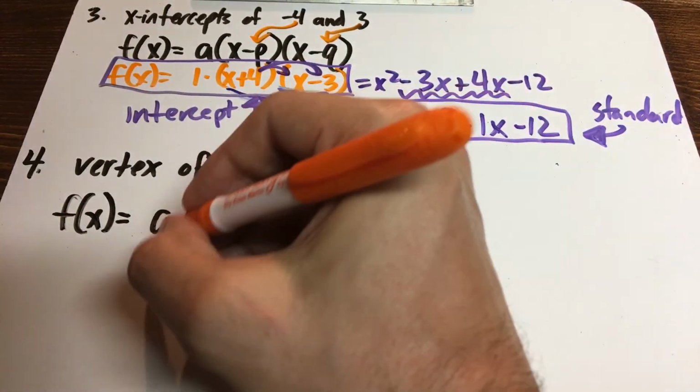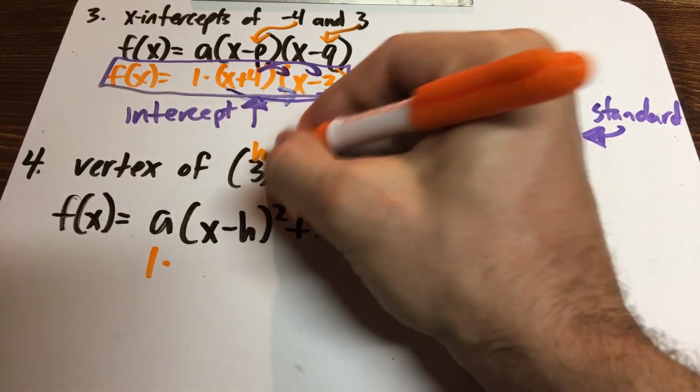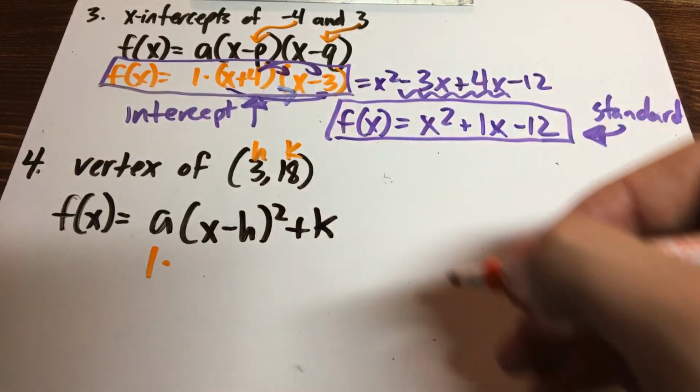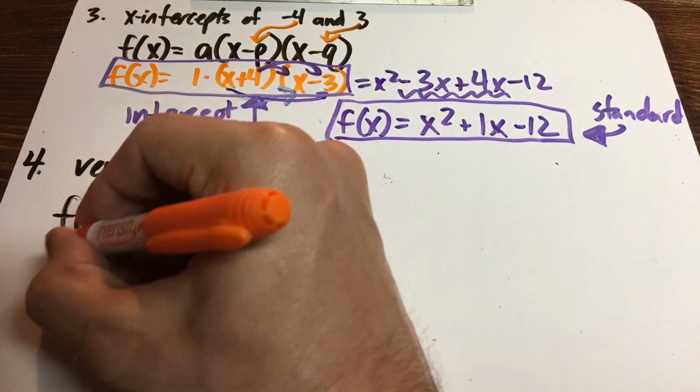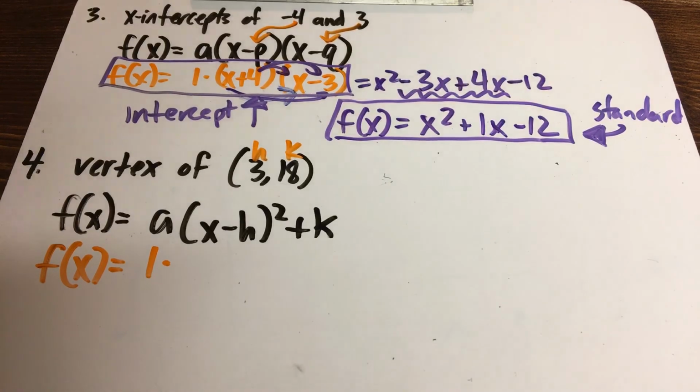If that's all they've given me, then I'm going to put a 1 right there for the A. They didn't tell me anything else, so I'm just going to put a 1. They've given me this, which is the H. They've given me this, which is the K. It's also kind of the X and the Y, obviously, but in this formula, it's an H and a K instead of an X and a Y.